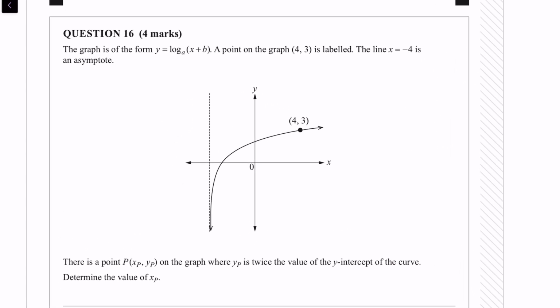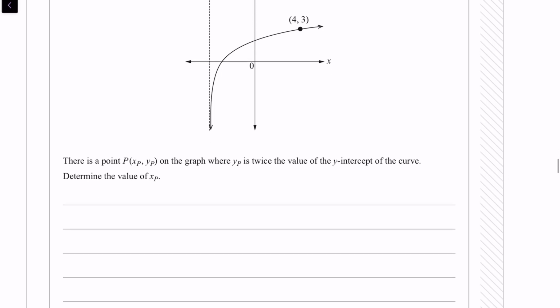So question 16. The graph is of the form y equals log base a of x plus b. A point on the graph (4, 3) is labeled. The line x equals -4 is an asymptote. Okay, so that's our graph. And there is a point P with the coordinates (xp, yp) on the graph where yp is twice the value of the y-intercept of the curve. Determine the value of xp.